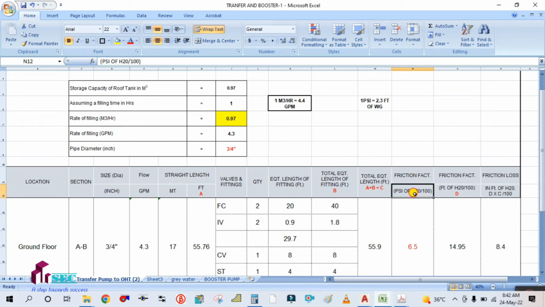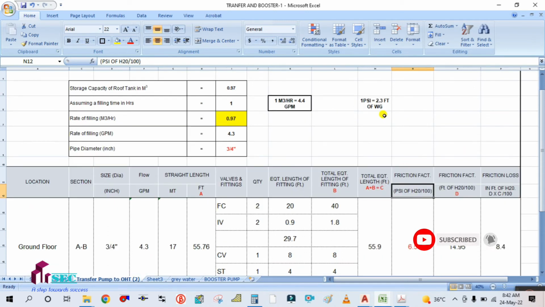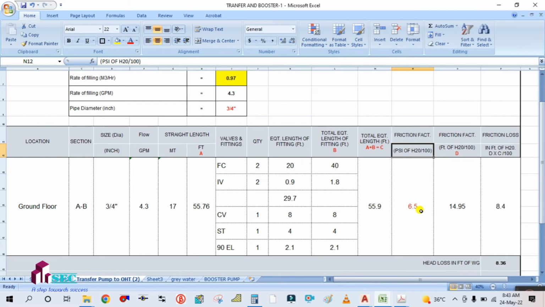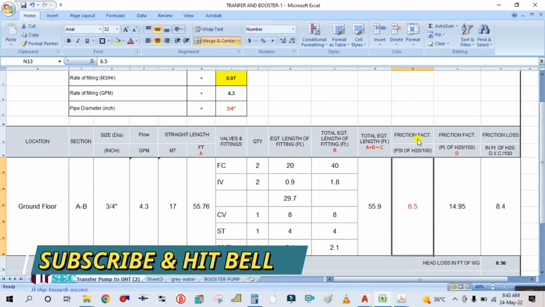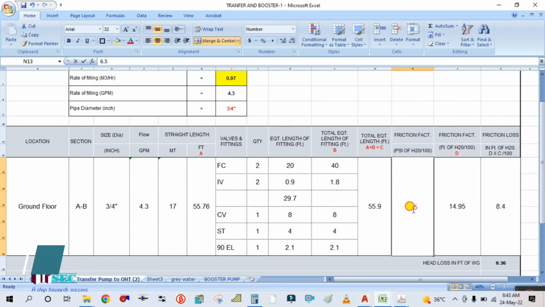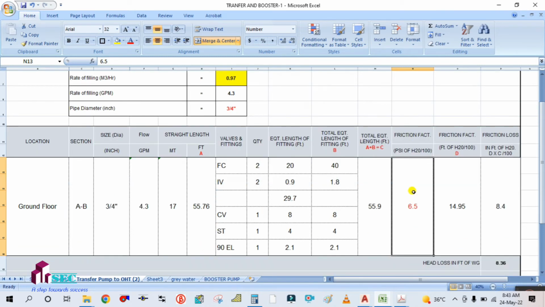Friction factor, psi of water gauge per 100 feet. For 1 psi equal to 2.3 feet, so for 100 feet, what will be your friction factor? This is for the 6.5 psi friction factor for 100 feet. So we need to check the friction factor for 100 feet.